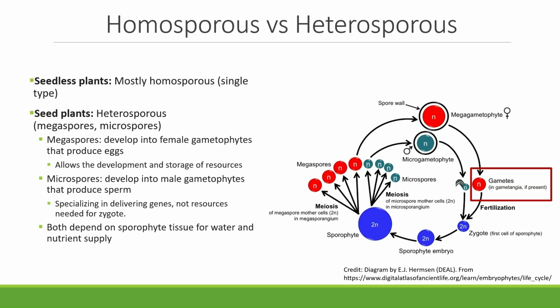In seed plants, both male and female gametophytes remain dependent on the sporophyte tissue. They remain with the sporophyte for both water and nutrient supply, which is why they can be reduced to microscopic structures inside the sporophyte.